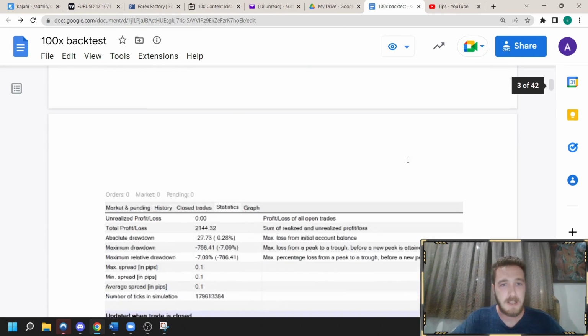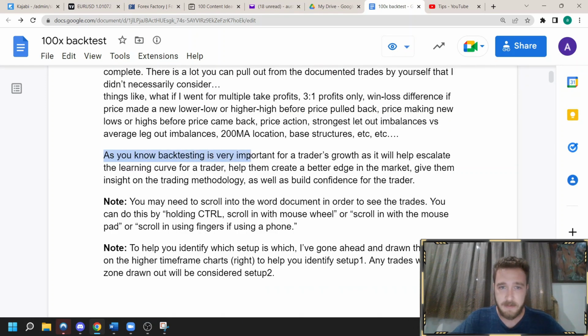All right, so I go on to say, as you know, backtesting is very important for a trader's growth, as it will help escalate the learning curve for a trader. It will help them create a better edge for themselves, and it will give them more insight trading the methodology as well as build confidence, right? You start backtesting, you start learning the methodology faster and faster, you pick it up quicker, you can change things to create a better edge, right? You are always trying to create a better edge. You will build more confidence in yourself. If you just backtested 100 trades versus somebody Joe Blow down the street, well, you're going to have more confidence, right?